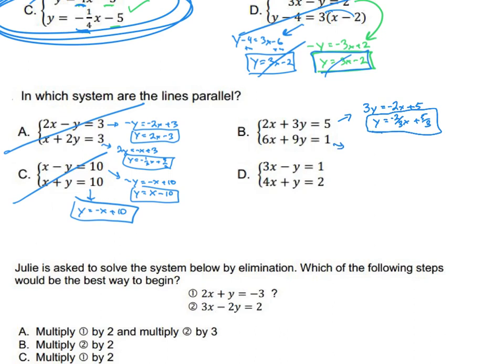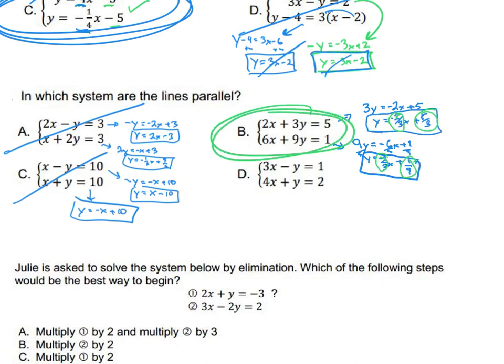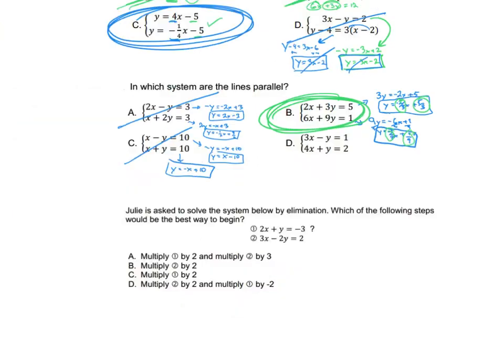Let's subtract 6x from both sides. So 9y is equal to negative 6x plus 1. Y is equal to, divide by 9 all the way across here. Negative 6/9 is the same thing as negative 2/3 x plus 1/9. All right, I'm going to stop right there. Y-intercepts are definitely different, but the slopes are definitely the same. That's our answer right there, part B.